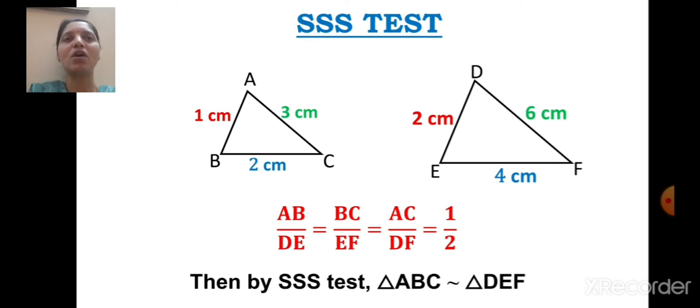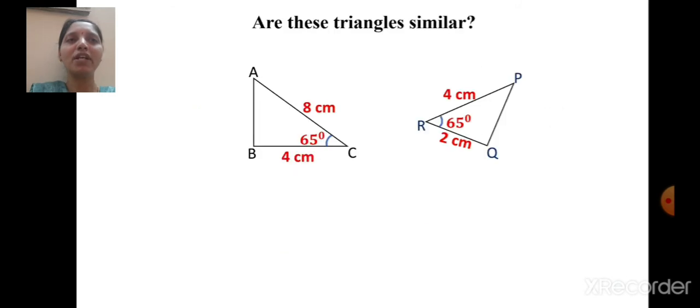Okay, so this is called the side angle side test. Now for your better understanding, I have given you one more question. Are these triangles similar? Here two triangles are given, triangle ABC and triangle PQR. BC is given as 4 cm, QR is given as 2 cm, AC is given as 8 cm and PR is given as 4 cm. Angle C and angle R are given as 65 degrees each.